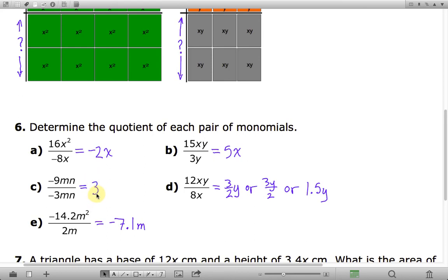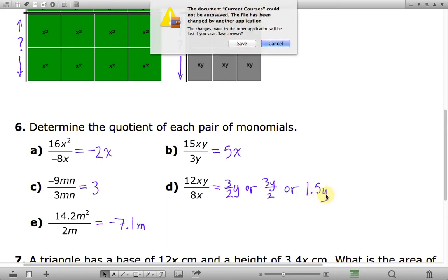First one is simply 3 because both the factors of m and n divide out. The next one can be represented in a few different ways. The 12 over 8 is a fraction which reduces to, in lowest terms, 3 over 2. And whether you write this as 3 over 2 times y, or 3 times y over 2, or 3 divided by 2 is just 1.5, so 1.5y, it's all the same.